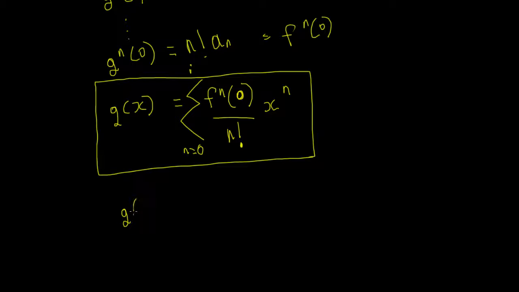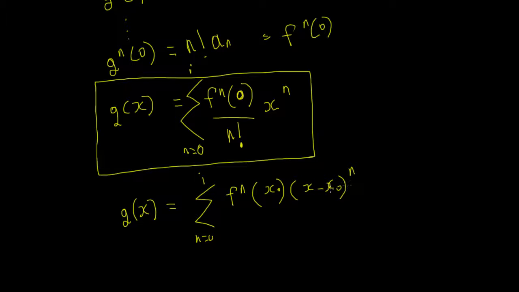Now we could make that more general if we write it in the form: g of x equals the sum from n equals 0 to some value I of f^(n), not at 0 but at some arbitrary point, let's say x0, times (x minus x0) to the n, upon n factorial. That there is actually the Taylor polynomial.